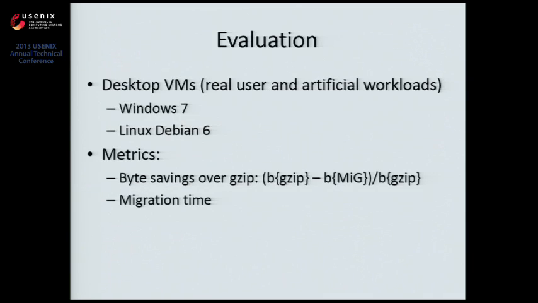So let me go into evaluation. We look at desktop VMs with real user workloads as well. From a lot of our colleagues, we just took a dump of their memory and tried to do the analysis. We also created artificial workloads. We use both Windows and Linux for our evaluation. And we look at two metrics. One is the byte savings on top of gzip. That is, gzip might already be reducing your VM size from 10 to 5 GB. What are the savings we get on top of that? That's our saving metric, and the other is migration time.